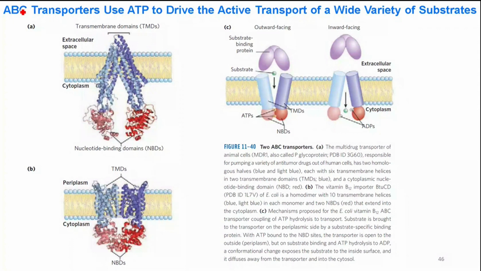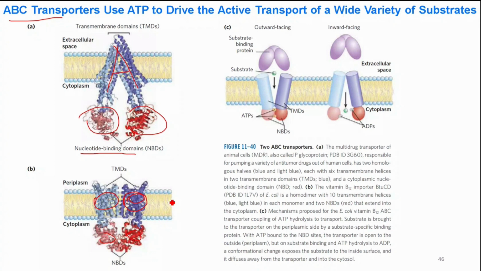Another type of transporter is the ABC type of transporter. You can see this shape looks like A. This shape looks like A. Maybe that's why they have given the name ABC. ABC type transporters have two nucleotide binding domains. This is a specific example of a transporter, having 10 transmembrane helices each, and 2 NBD domains.